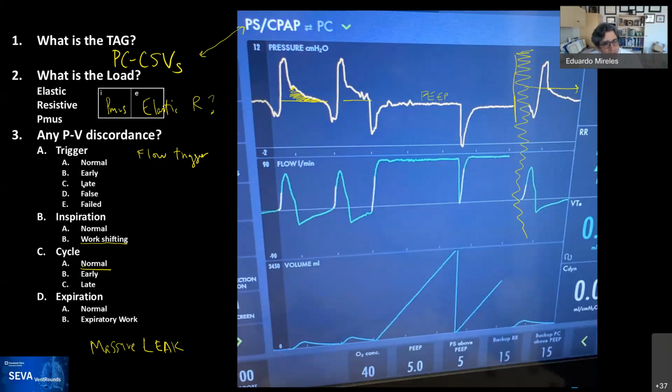So I don't know. Here I was a little bit in between late, and I agree with your flow and some trigger work. Minimal work shifting. The cycle seems to be, so he pressurizes, so it seems to be normal. I agree with you. And then expiration, I cannot read it very well. This looks very nice, so it seems to be normal, as you said.